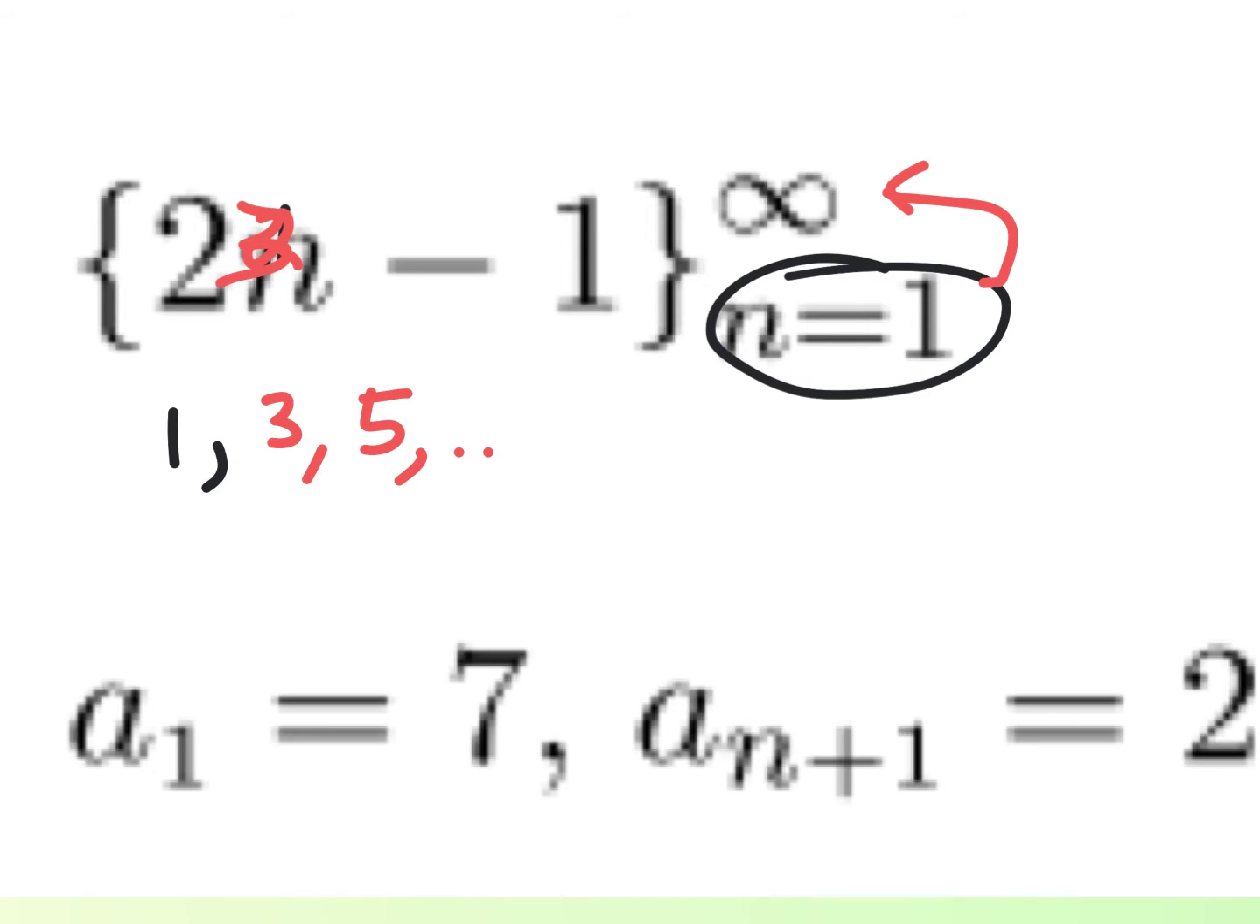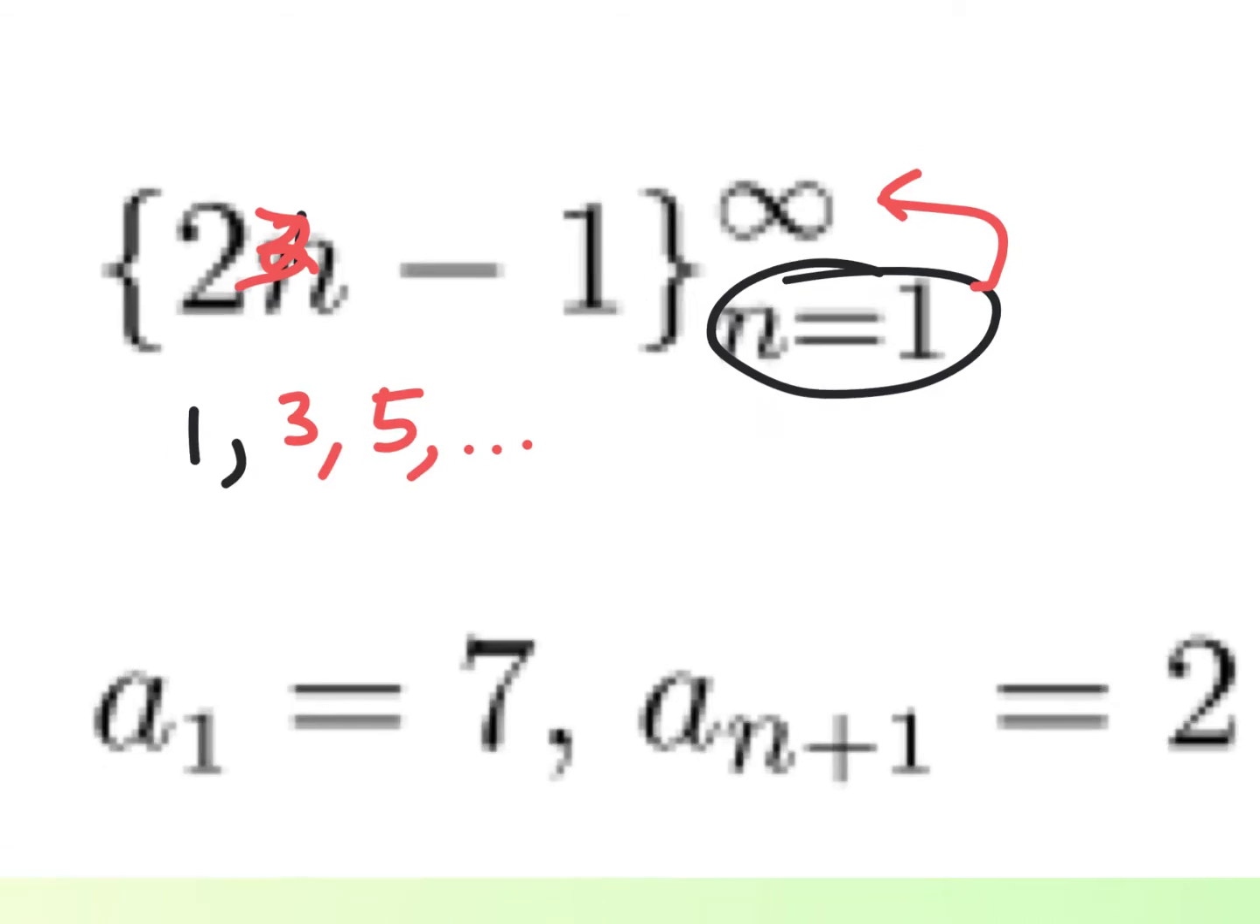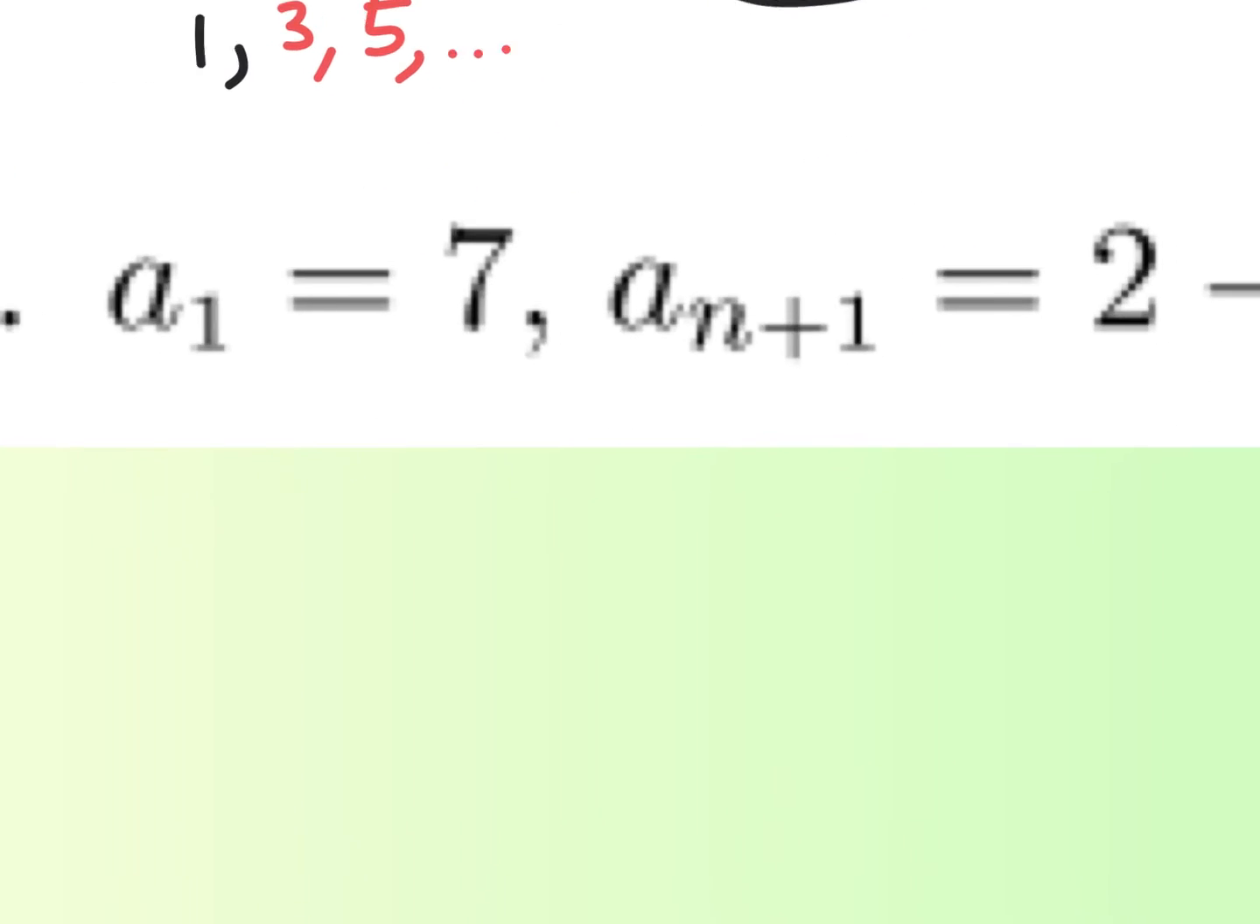So dot, dot, dot. It's always good to show that this doesn't just stop. 1, 3, and 5 aren't it. That's just the beginning, and then it would keep going. All right.